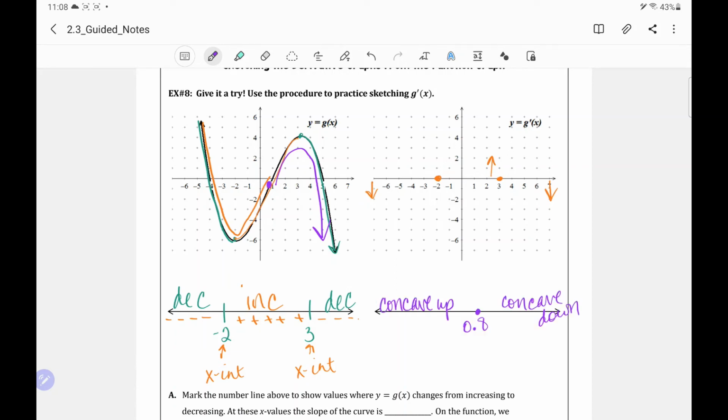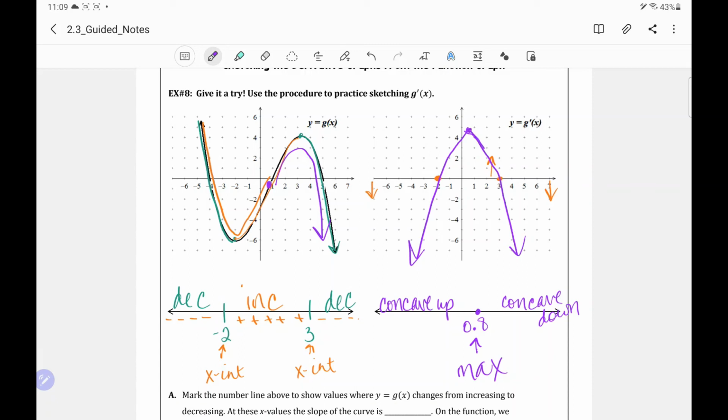Since it's not exactly at 1, I put 0.8. This is going to be a maximum or a minimum. Which one? Well, I'm going from decreasing to increasing to decreasing. So I'm going from negative to positive back down to negative. So this is going to be a maximum. Okay, so basically what's going to happen is that somewhere around 0.8, we don't really know what the y value is, but I'm just going to put it up here somewhere. It's going to be about right there, and this graph is going to go like this.